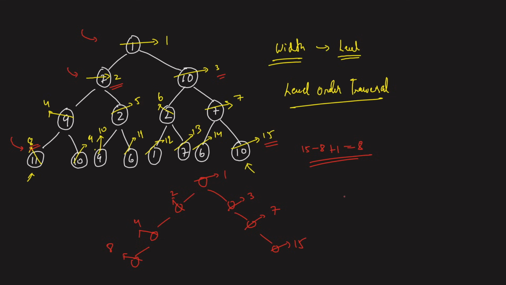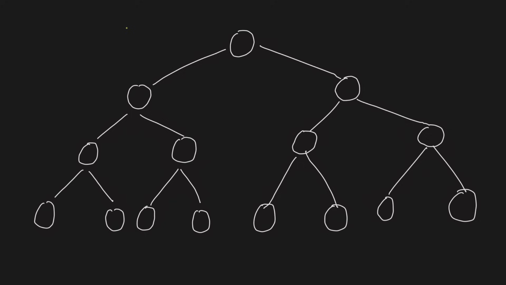So if I can index it, then my question becomes very simple. In any level, the last index minus the first index plus 1, the maximum value of this across levels will be my answer. So the question boils down to a very simple question where I just have to index every node. So the indexing is very simple.